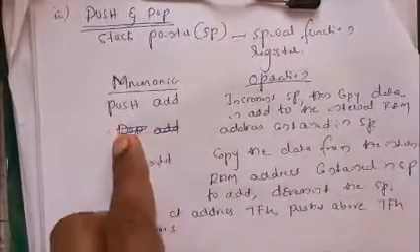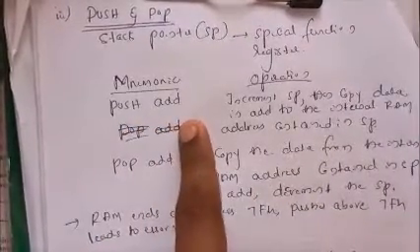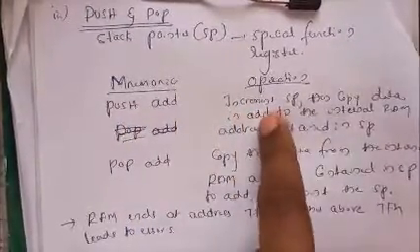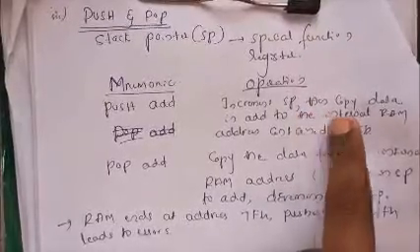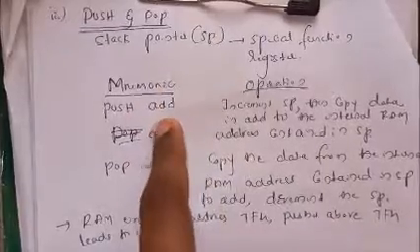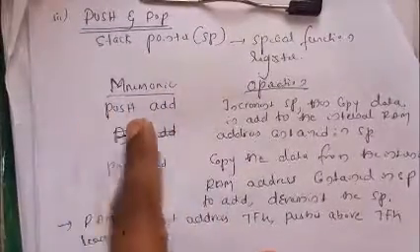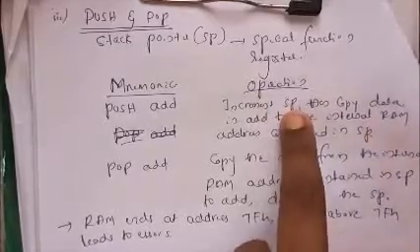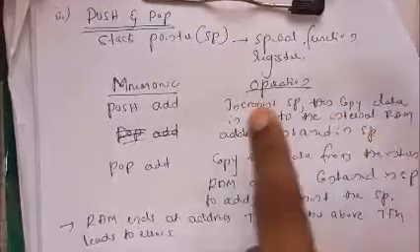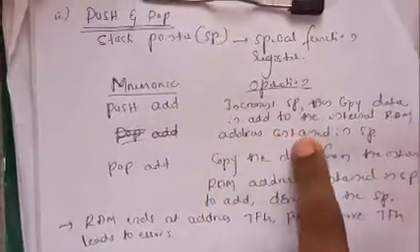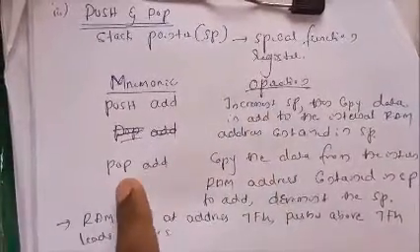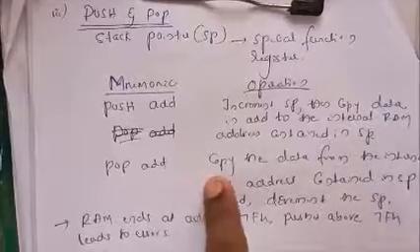For example, PUSH add: for the pushing operation, as already said, first it performs the increment of the stack pointer, then copies the data in add. That means whatever data is in add is copied to the internal RAM, at the address held by the stack pointer. Is it clear? The same data is transferred to that particular address, so it performs the increment operation. Similarly, POP add is the reverse of this one.